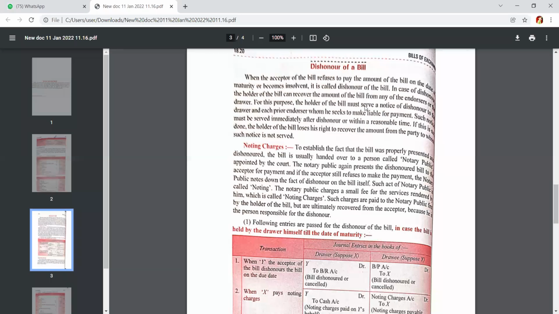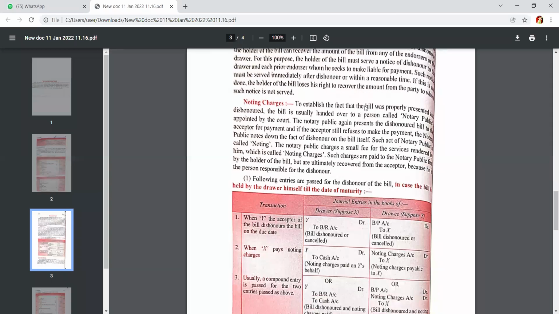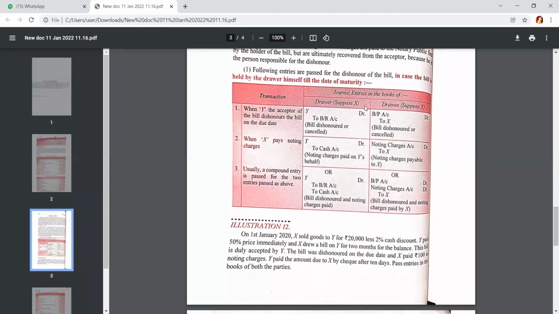Such charges are paid to the notary public first by the holder of the bill, but are ultimately recovered from the acceptor, because he is the person who is responsible for the dishonor. So please mind this line and mark it in your books as well. The acceptor is the only person responsible for the dishonor of the bill, so ultimately the expenses are to be paid by him.